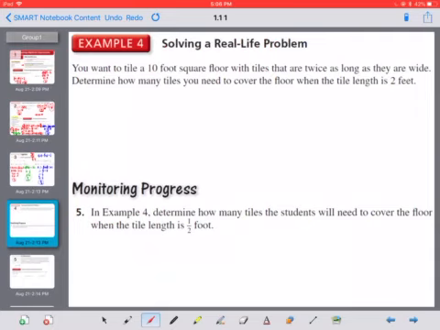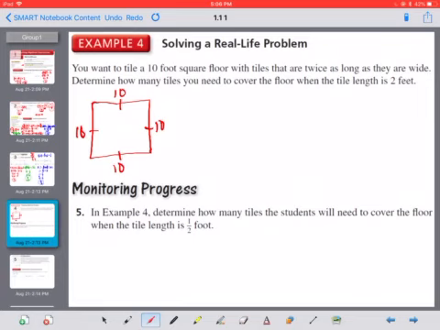All right, we got all kinds of information in there. Let's take it a piece of a sentence at a time. You want to tile a 10-foot square floor. When in doubt with a word problem, draw a picture of it. So we know the floor is square. And since we know this floor is square, we know something's very special about it. All the sides are the same length. So if it's a 10-foot square floor, this side's 10, that side's 10, that side's 10, that side's 10. That's what we know so far.